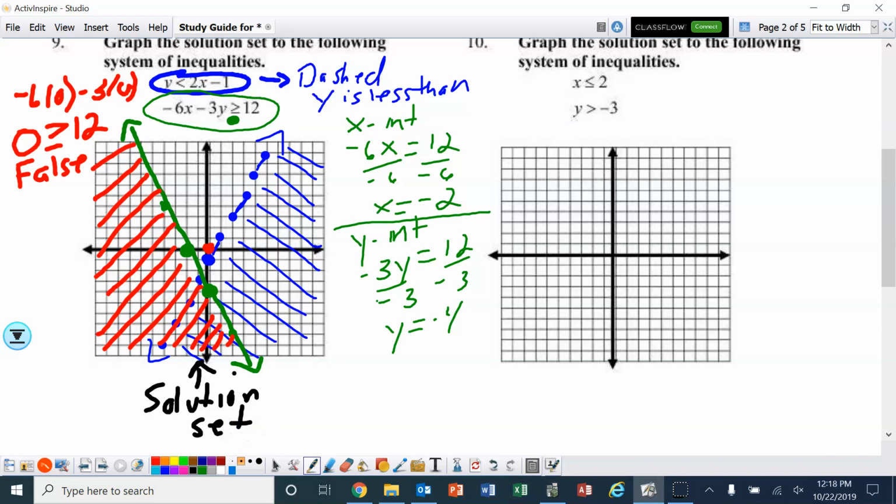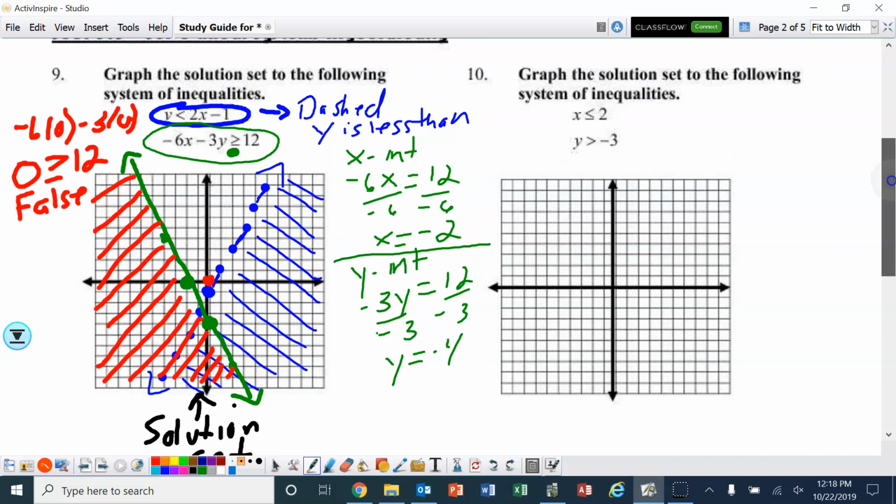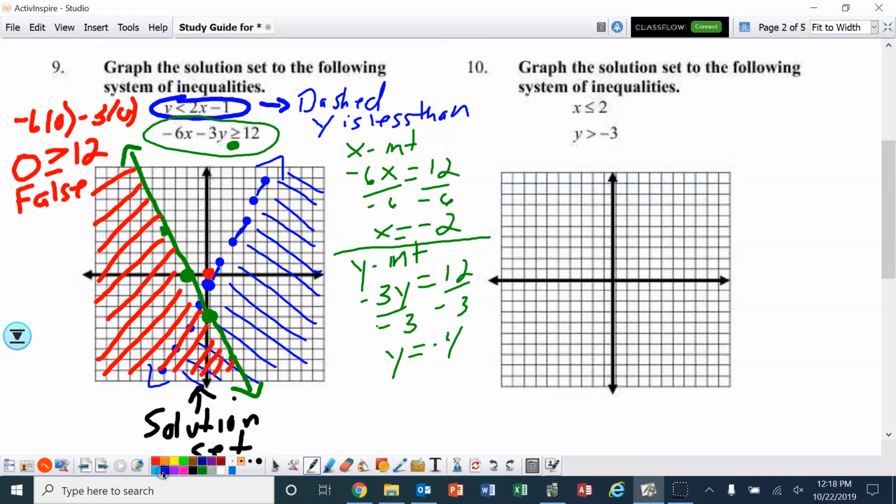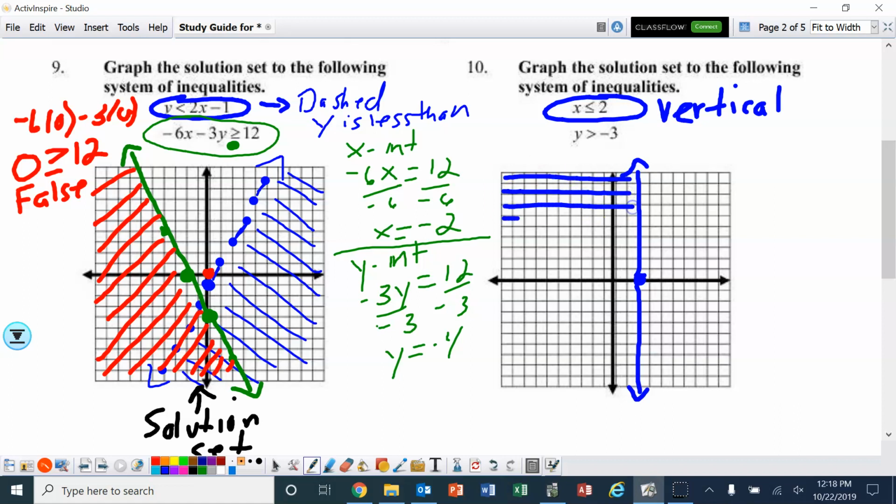All right, number 10. Well, x is less than 2. Well, that would be a vertical line at 2. So I'm going to put a dot right here. And it's a solid line because of the equal to. And it's shading less than 2, so that means this one we're going to shade to the left.